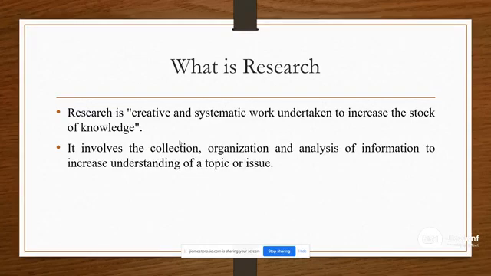And it involves, if you talk about systematic, it means you need to have a certain procedure. Whenever we use a word like scientific or systematic, that means there are certain procedures which you need to follow. Collection, organization, analysis of information.